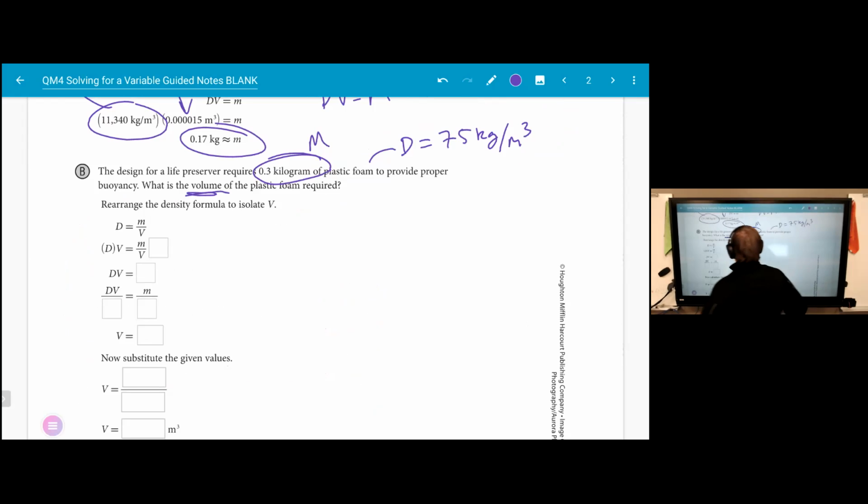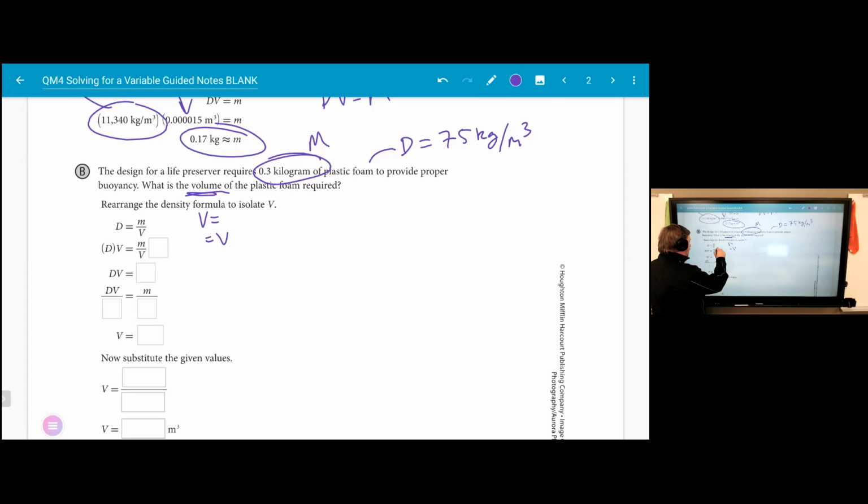Very, very interesting. Now, here is one way to do this. This is how they did it. We need to get either V equals or something equals V. They started out by multiplying both sides by V. And here's what happens when you do that. You get DV equals M. And then to solve for V, you can divide both sides by D. Because D divided by D simplifies to 1, you've got 1V equals M divided by D.